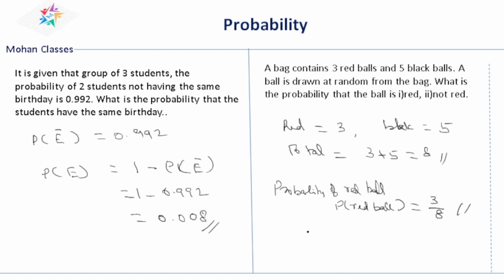Not red means P of not red is 1 minus 3 by 8, right? So that is equal to 5 by 8. Understand what we did? Not red means like this. Here P of red ball is equal to 3 by 8 and P of not red ball is equal to 1 minus 3 by 8, that is equal to 5 by 8. Understand? Let us move to the next.